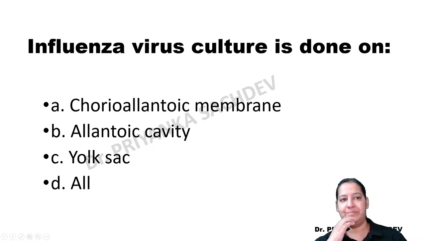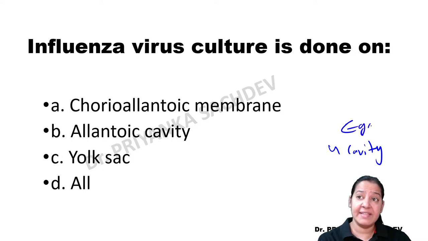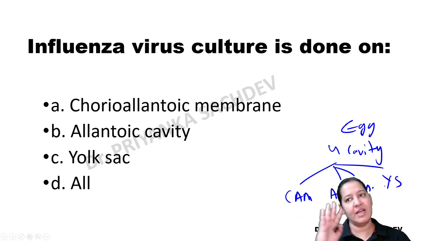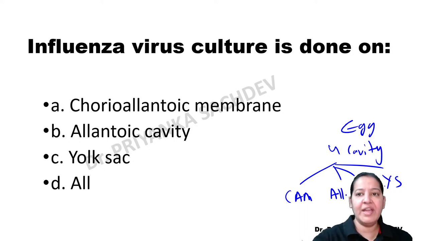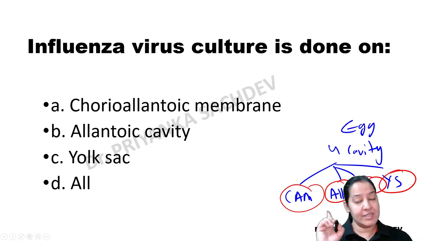The next question. I have told you there are 4 cavities in the hen's egg. What are the 4 cavities? The first cavity, chorioallantoic membrane, then allantoic cavity, amniotic cavity, and yolk sac. So these are the 4 cavities. I have told you various viruses grow in each of them. I gave you a list yesterday, telling which virus grows in which cavity.